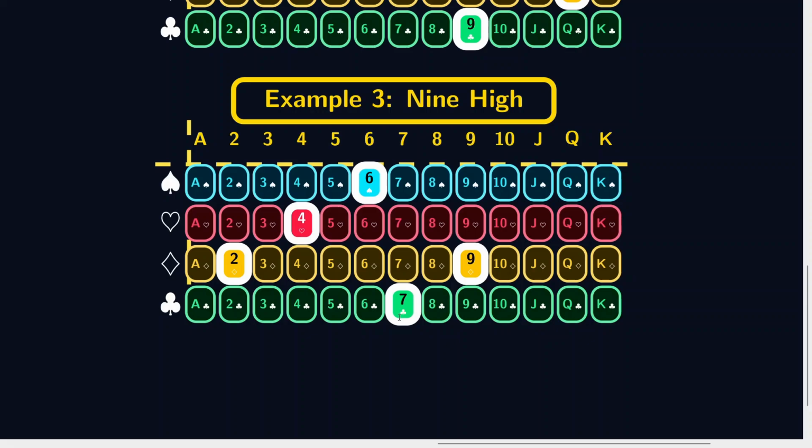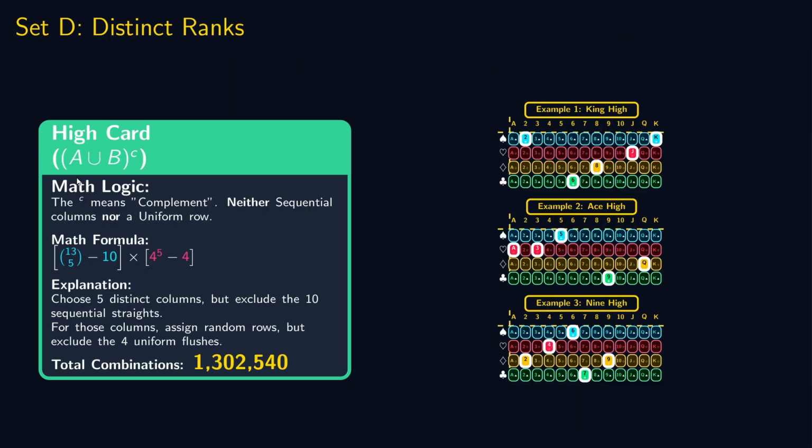This is the complement of everything we have already counted, and it uses the same subtractive logic we have been applying throughout set D. We write the formula as the quantity 13 choose 5 minus 10, multiplied by the quantity 4 to the 5th power minus 4. Let us unpack each part.